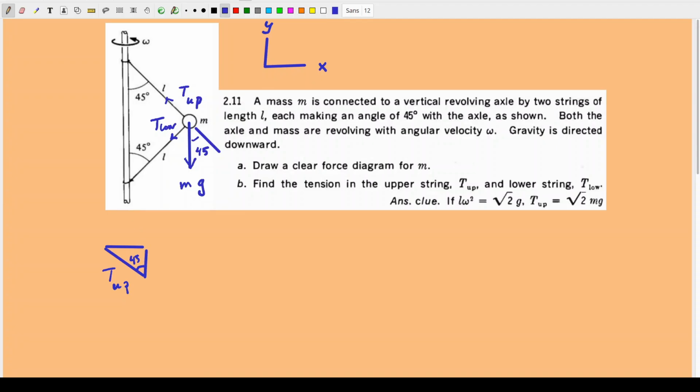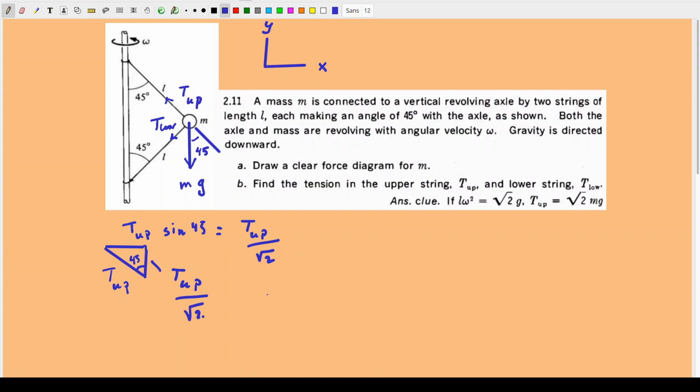So you have one side here. And that is T up sine 45 degrees. And sine 45 degrees is just 1 over square root 2. So it's T up over square root 2. And also here, that side is T up over square root 2.